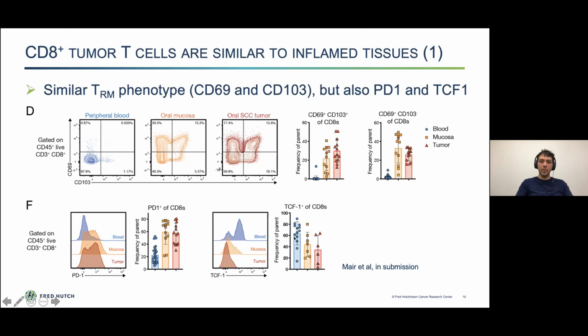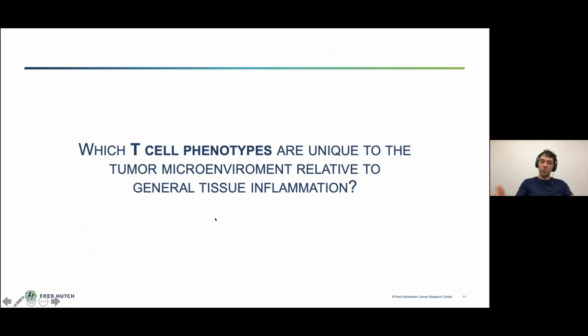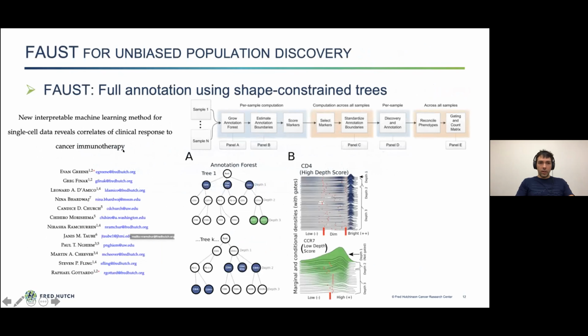And thus we wanted to continue this question and ask, if it's not the CD8 T cells, which T cell phenotypes are the ones that are unique to the tumor microenvironment relative to a generally inflamed tissue environment. For this, we utilized a computational method termed FAUST, which stands for Full Annotation Using Shape-Constrained Trees. That's a method that has been developed in the lab of Rafael Gottardo, led by Evan Greene. This here is a screenshot taken from the preprint that is up on bioRxiv, and I think their paper is about to be published in a more traditional journal soon.